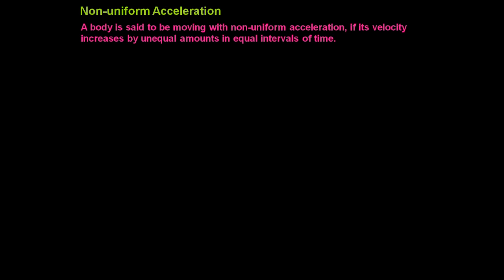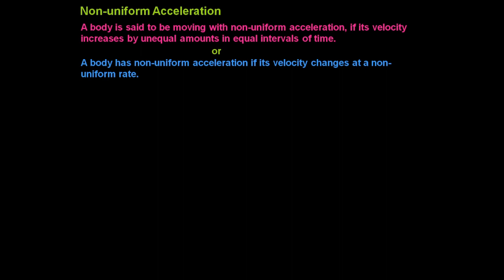Acceleration is the rate of change of velocity. If we had uniform acceleration in the previous class, now we are continuing with non-uniform acceleration. The body is said to be moving with non-uniform acceleration if its velocity is increasing unequally, even though time is equal. Let us see it in another way: a body has non-uniform acceleration if its velocity is changing at a non-uniform rate.